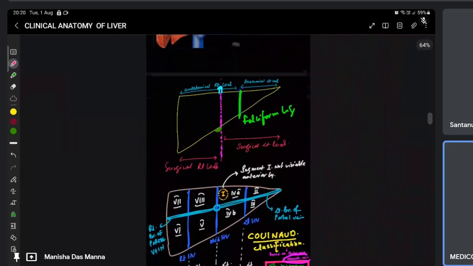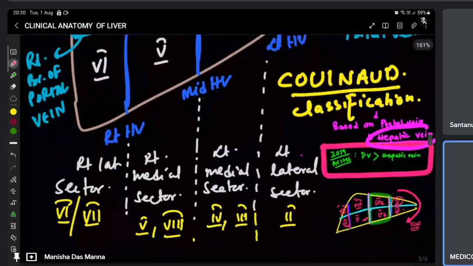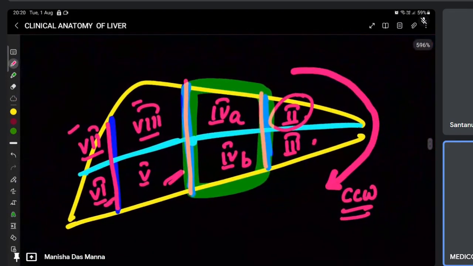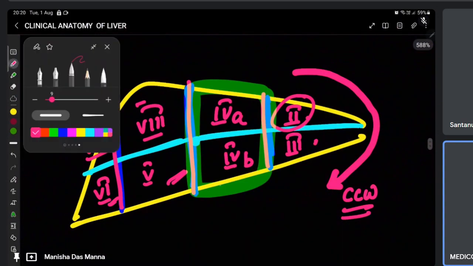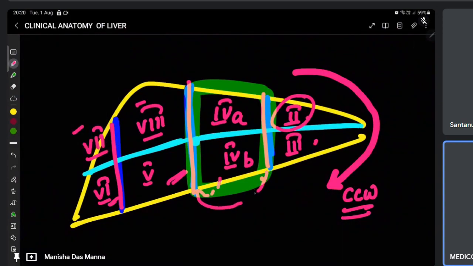Just a minute. Yeah, the 4b is also extended a little bit backwards. So this is the 4b which is appreciated from posteriorly, and 1a is actually behind this.